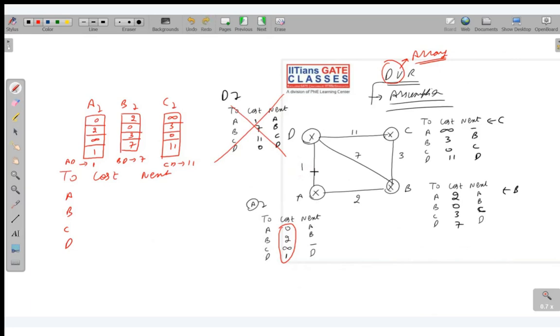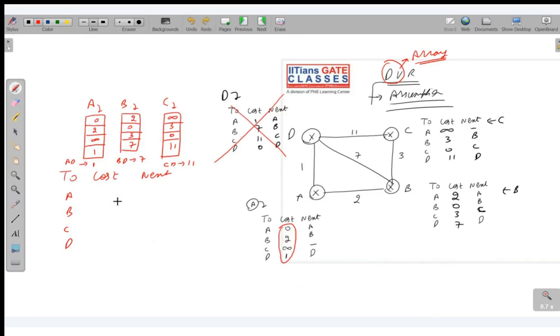I am saying that from A to B distance is 2. Now from D to B the distance will not be 2, we will add 1 to it. A to D to B? A to B via D. No, D to B via A. You have got it?